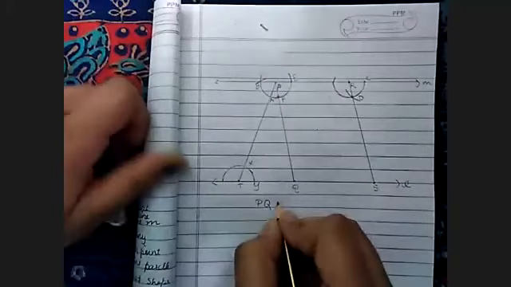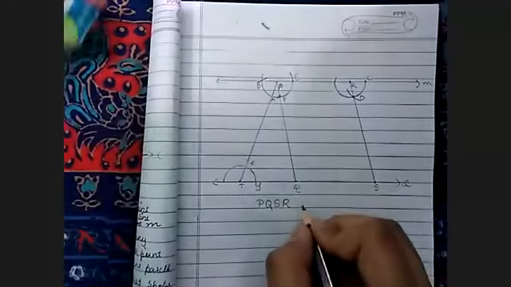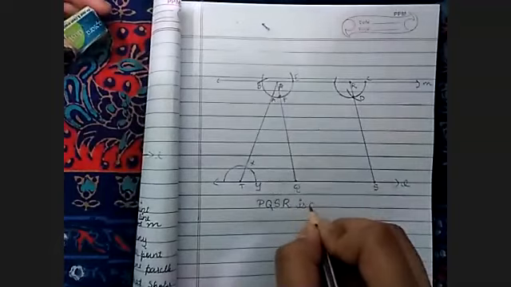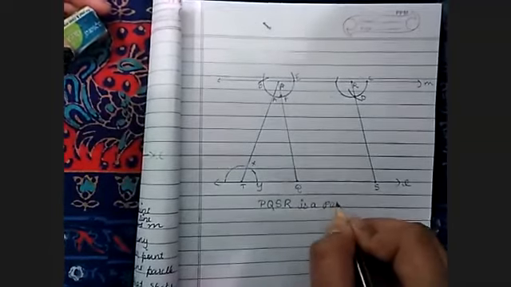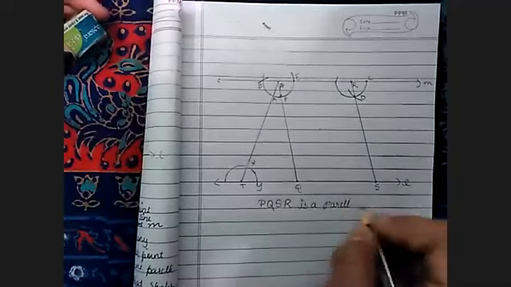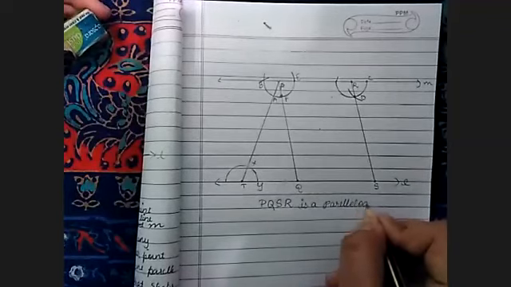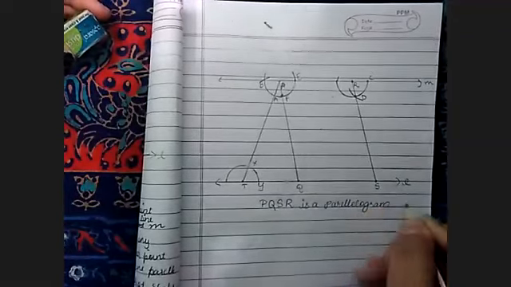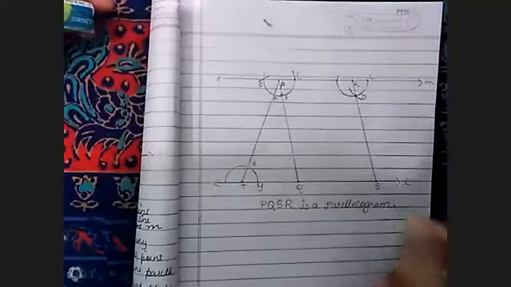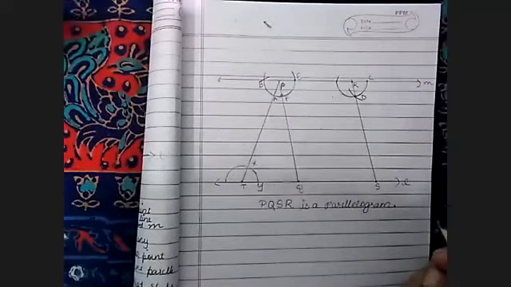It is PQSR, because whenever we name a quadrilateral, we name it clockwise or anti-clockwise. So in this way, you are getting the required parallel lines, and we are getting this parallelogram.